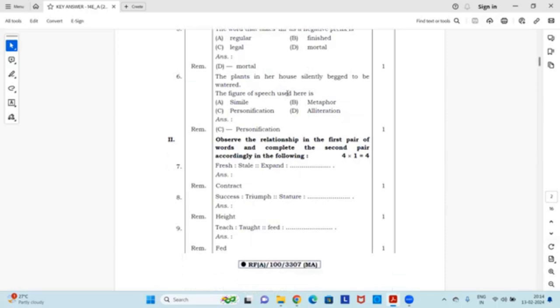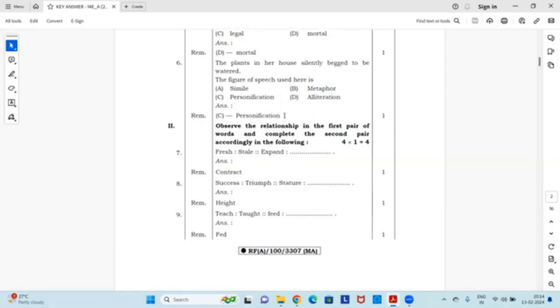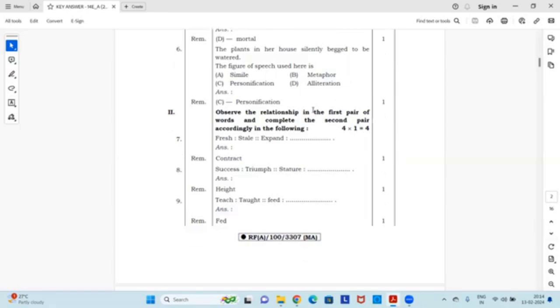Next, question 6. The plants in her house silently begged to be watered. The figure of speech used here is simile, metaphor, personification, or alliteration. So the answer is option C, personification, because a human quality is being given here to the plant. It is personified. So here we finish with our first main.